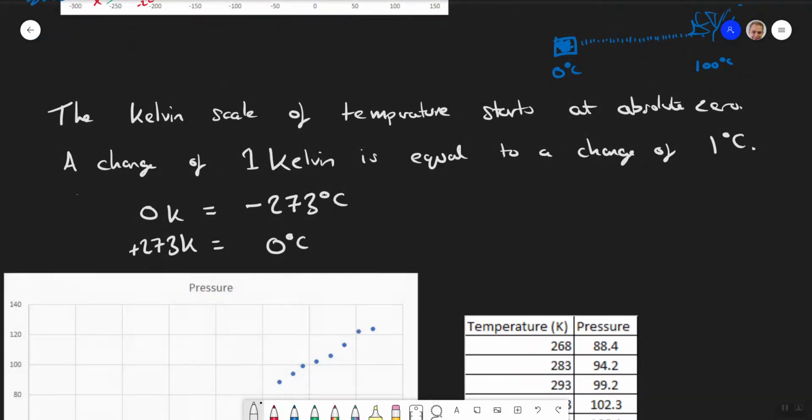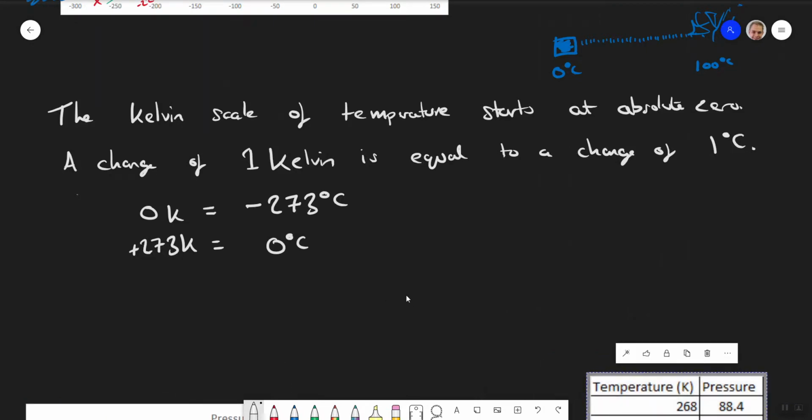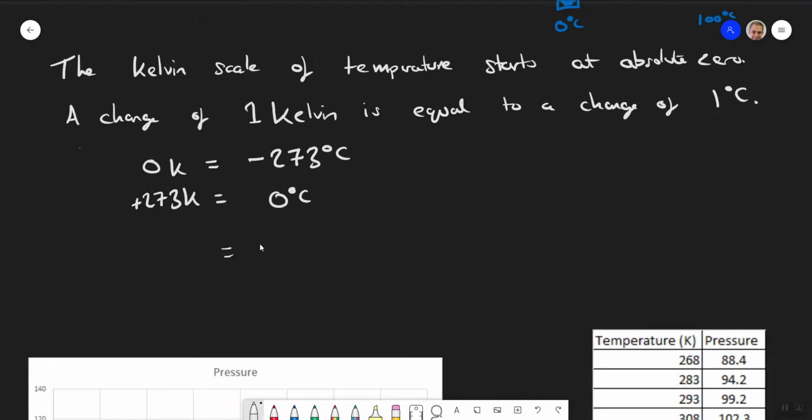Okay, if we want to go to 100 degrees C, so the boiling point, that's going to be 373 Kelvin. If you want to go to body temperature, 37 degrees C, we add 273 to our Celsius temperature to get the temperature in Kelvin. So we add 7, so we get 280 plus 3, so 310 Kelvin.